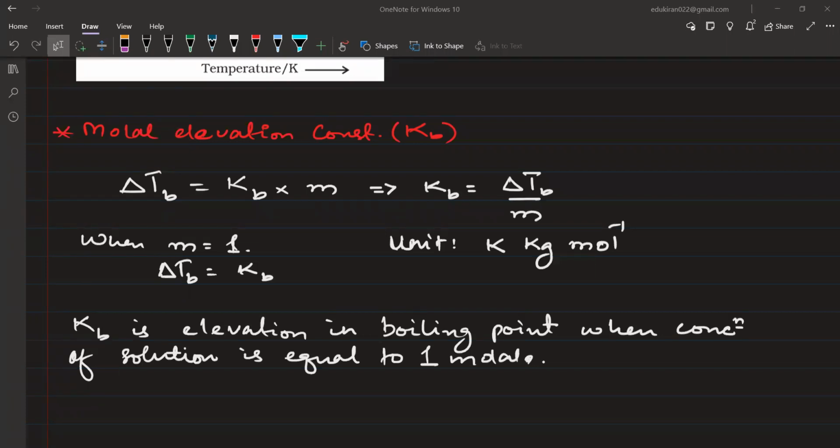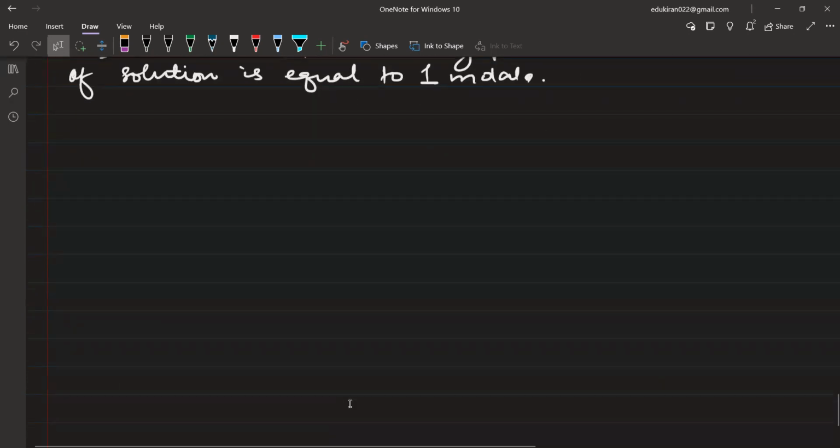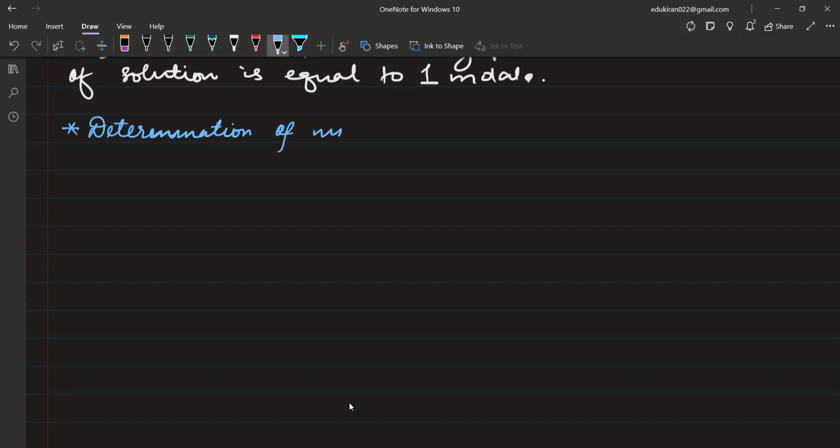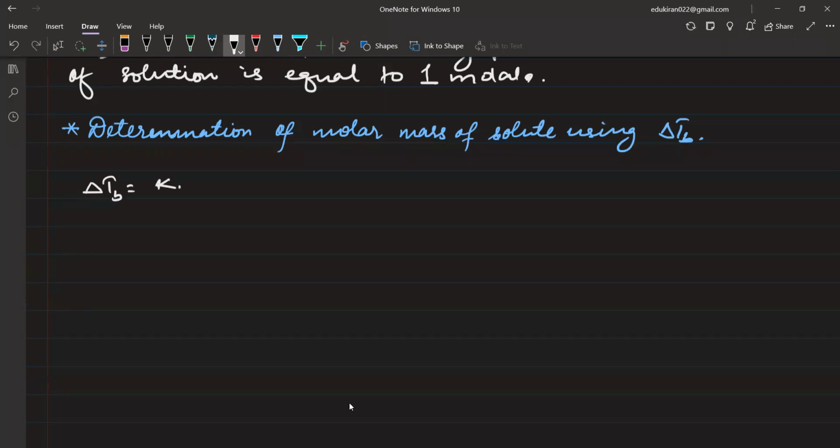Let me know once you're done. Done, sir. Okay. Right, next, determination of molar mass using delta TB. Derivation of molar mass of solute using delta TB. So we know delta TB is equal to KB into m.